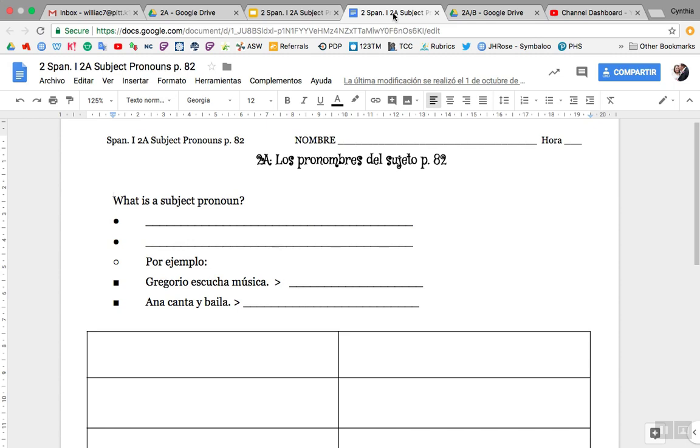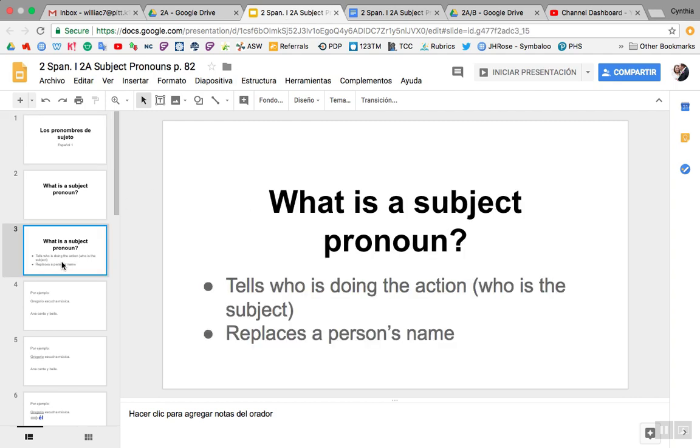Take a look at your sheet. The first thing you have on your notes is, what is a subject pronoun? So think about that. Do you know what a subject is? What is a subject pronoun? It tells who is doing the action, and it also replaces the person's name. Okay? Who is doing the action and replaces the person's name?